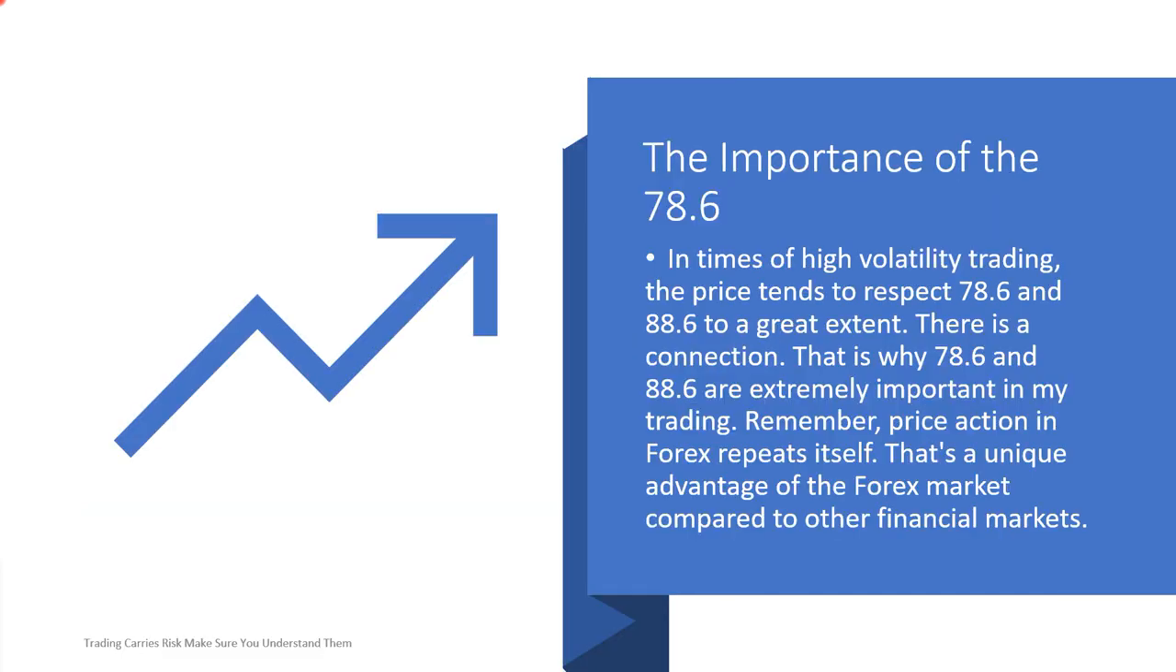So in times of high volatility trading, the price tends to respect the 78.6 and the 61.8 and the 88.6 to a great extent. There is a connection. That is why 78.6 and 88.6 are extremely important in my trading. Remember, price action in Forex repeats itself. Or in all markets.